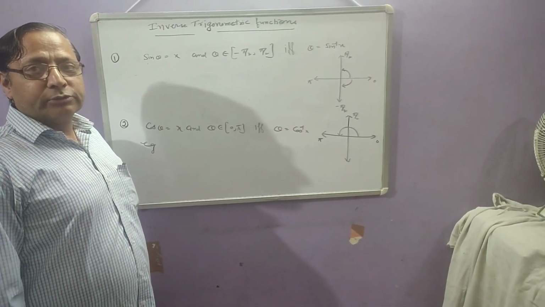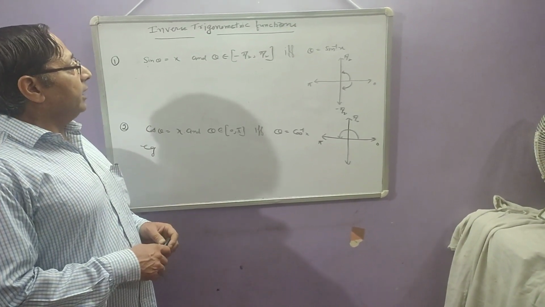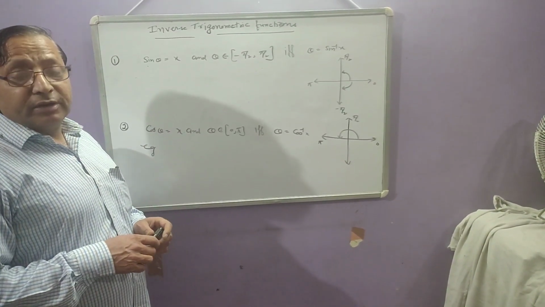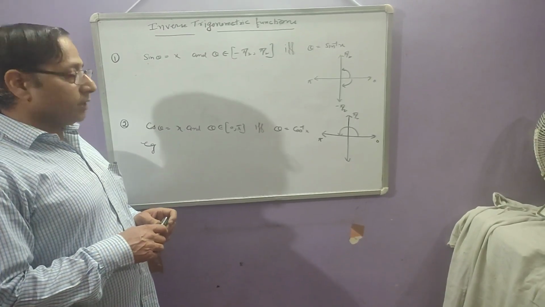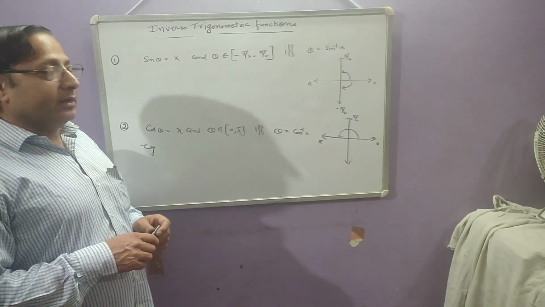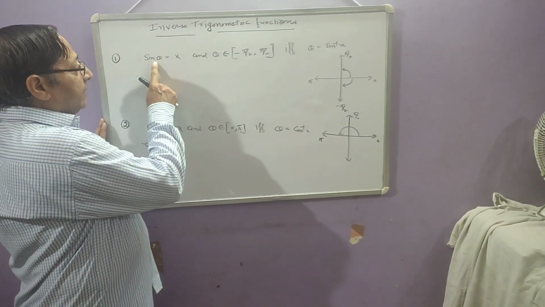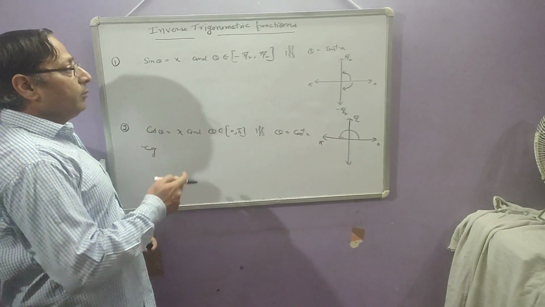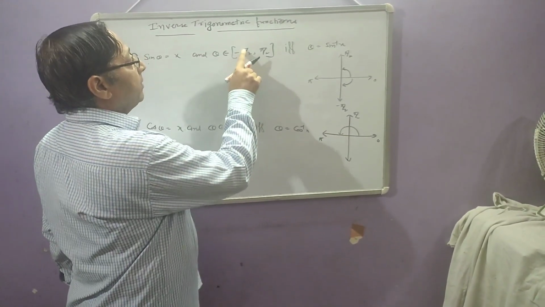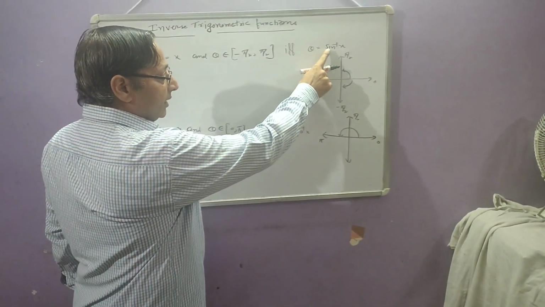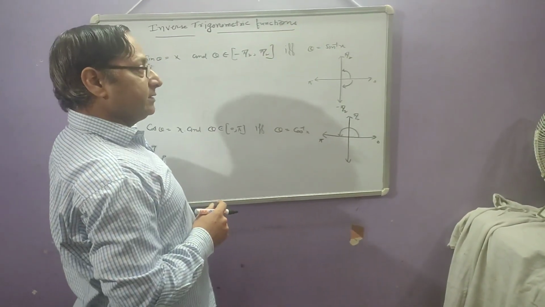Now today we are going to start another chapter, inverse trigonometry function. Here we have to define the inverse of sine, inverse of cosine, inverse of tangent and the others. Now first of all, sine theta is equal to x and theta belongs to the closed interval minus pi by 2 to pi by 2 if and only if theta is equal to sine inverse x.